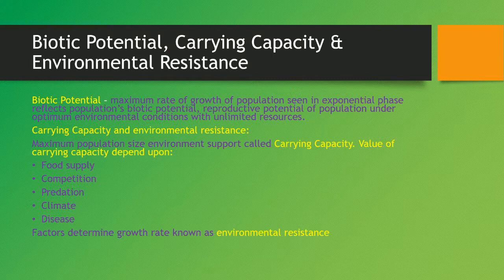So there are different potentials and different things that you need to know about. The first one is biotic potential, which is the maximum rate of growth of the population seen in the exponential phase, which reflects the population's reproductive potential under optimum environmental conditions with unlimited resources. The carrying capacity and environmental resistance are 2 other things. The carrying capacity is the maximum population size the environment can support, and its value can depend on the food supply, competition, predation, the climate, and disease. Factors determining the growth rate are known as environmental resistance.